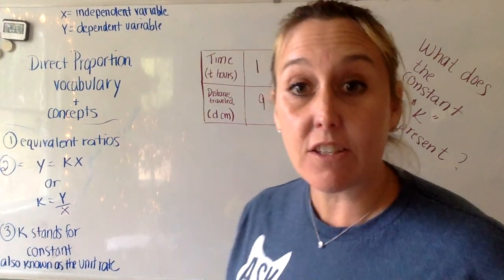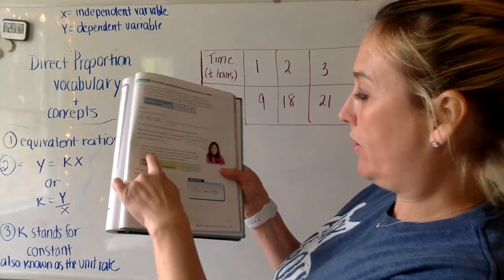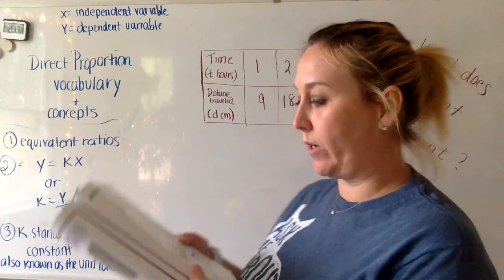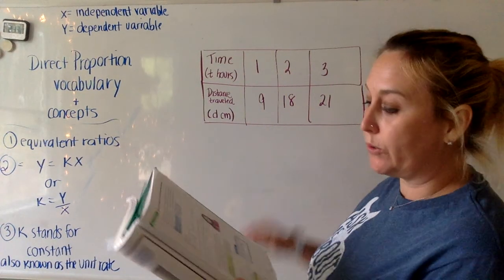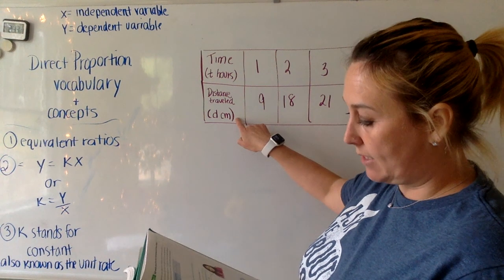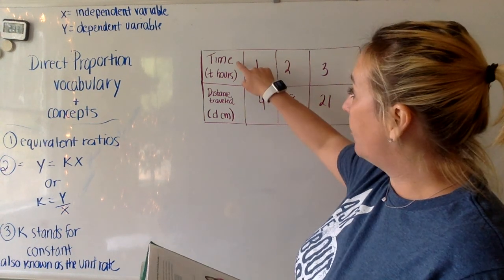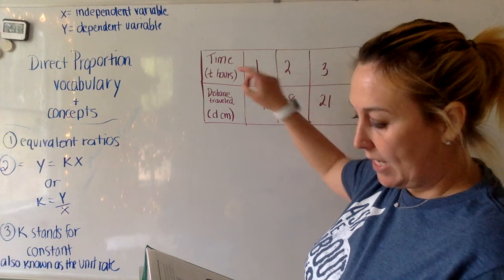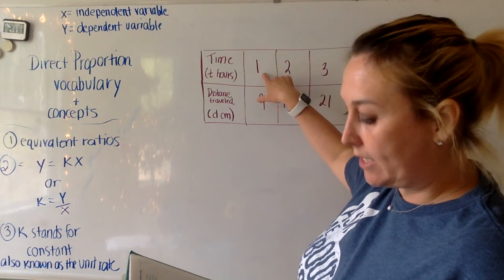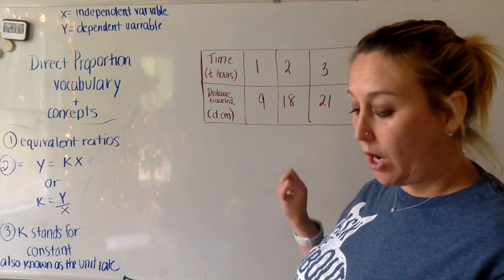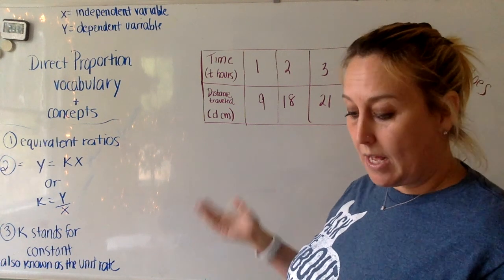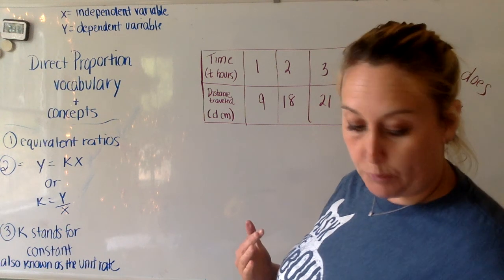Okay, so the last problem that we're going to do as part of this Ed Puzzle is on the bottom of page 251. The table shows the distance traveled by a snail. Distance traveled is d centimeters after t hours. Tell whether d is directly proportional to t. If so, give the constant of proportionality and tell what it represents. And then finally, write a direct proportion equation.